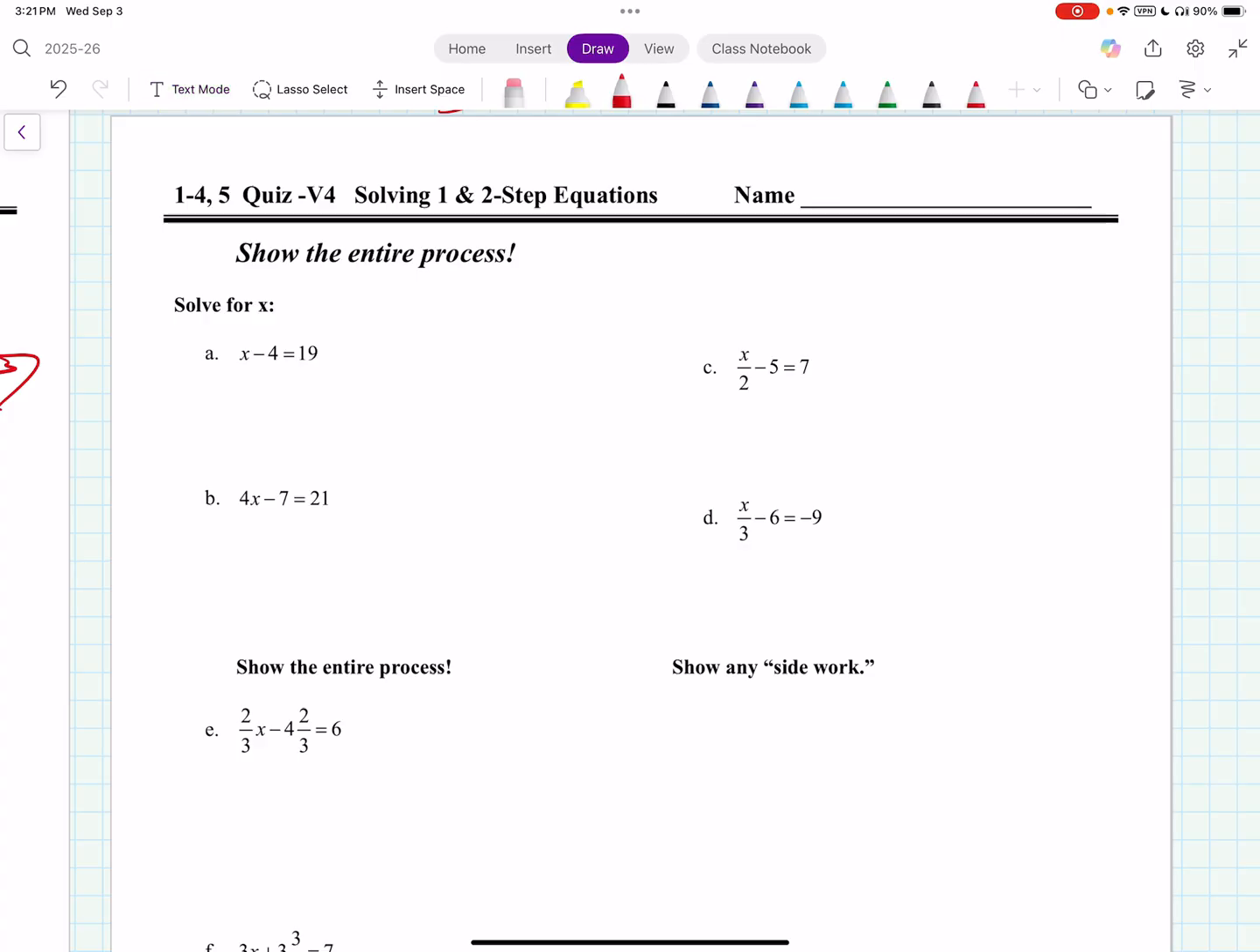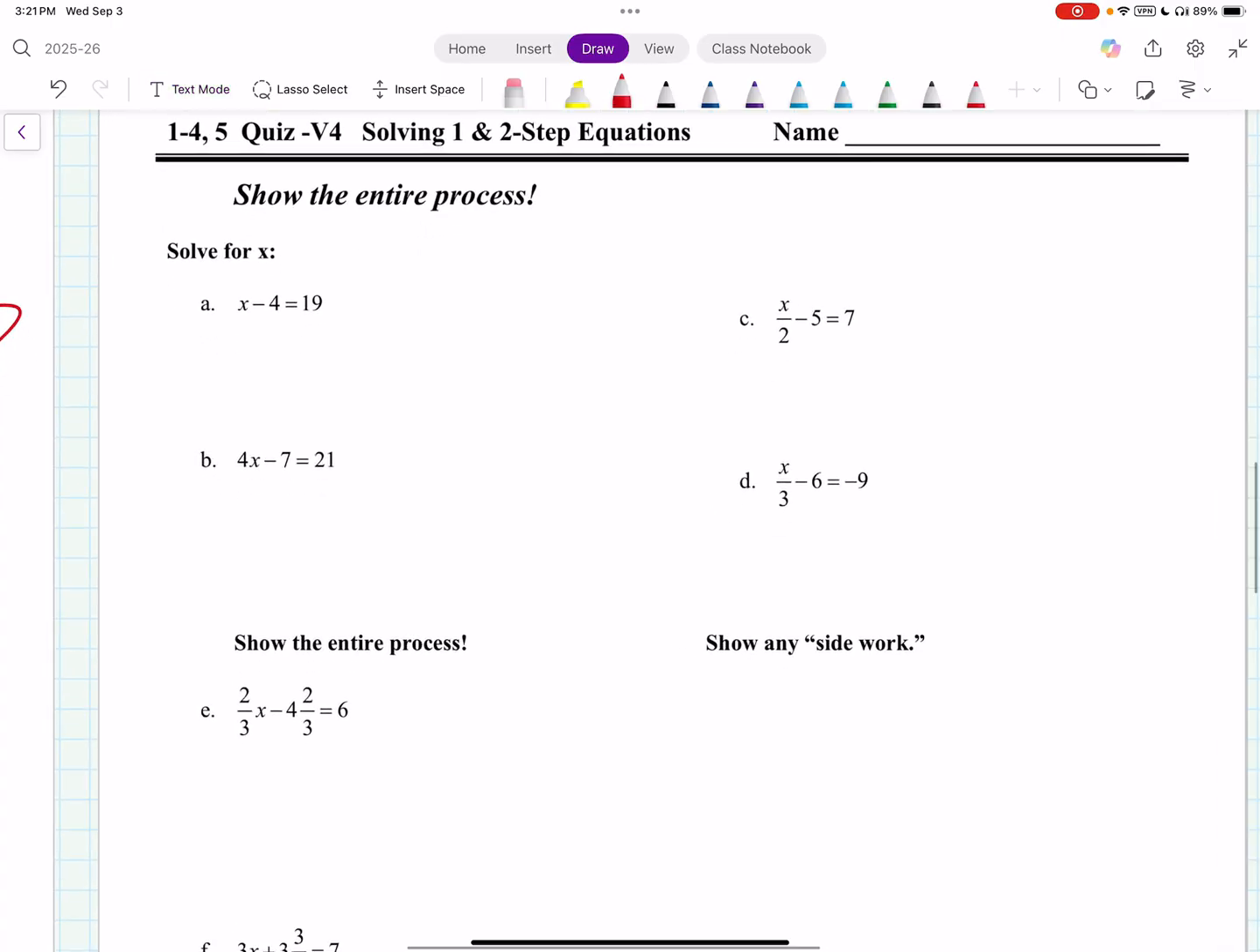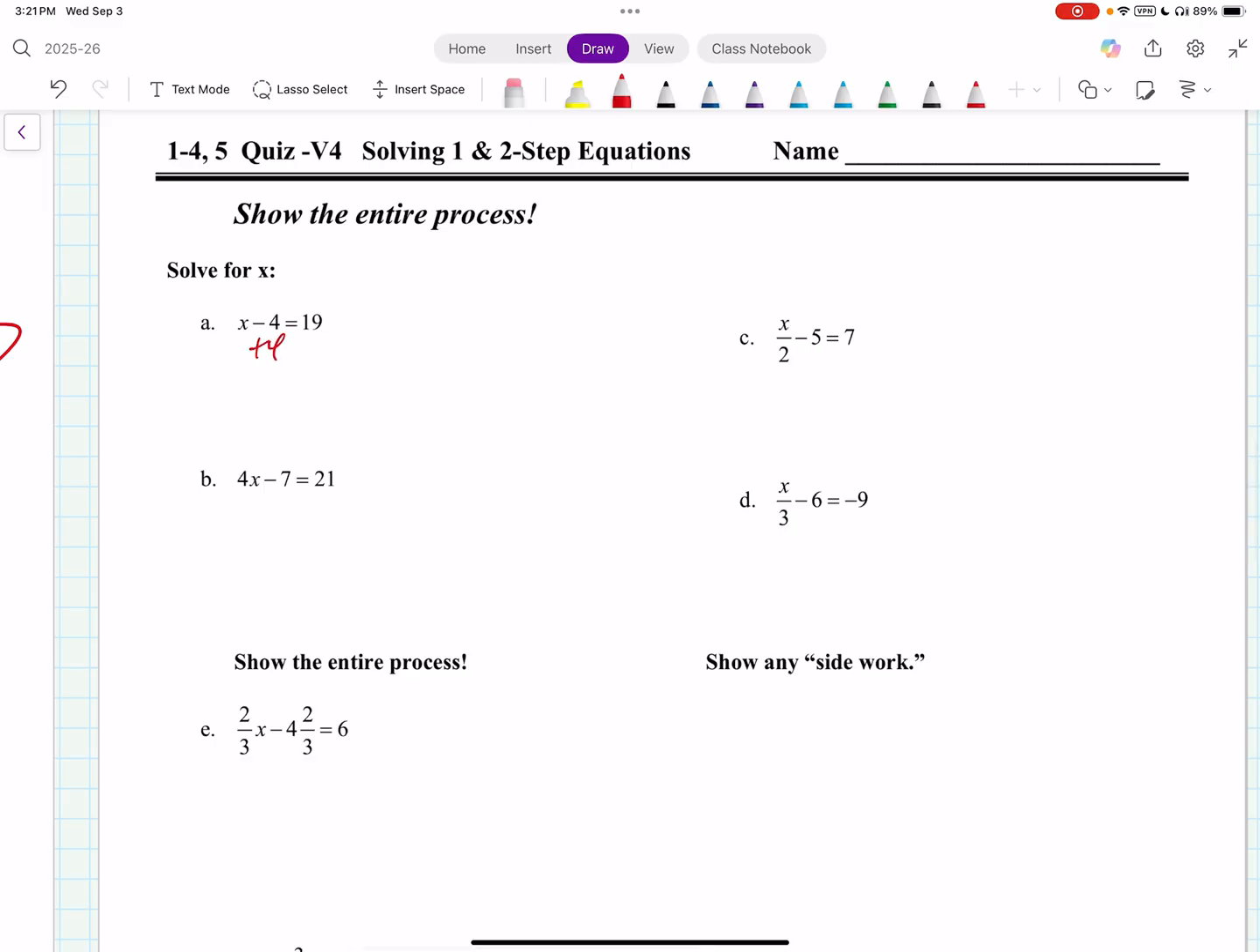So grab a red pen. Let's add the opposite here. What number minus 4 is 19? Well, the answer is not 15. 15 minus 4 is not 19. So let's add the opposite. The opposite of a minus 4 is a plus 4. Opposites always add to 0, remember that? And we get x is equal to 19 plus 4, which is 23. Each problem is 5 points. Keep that in mind.